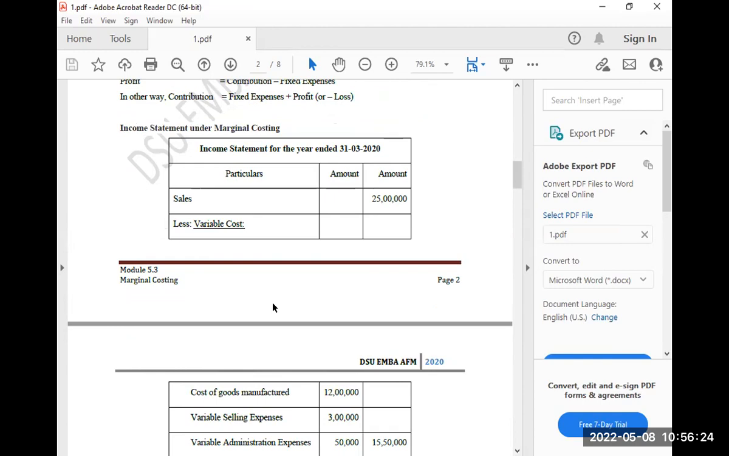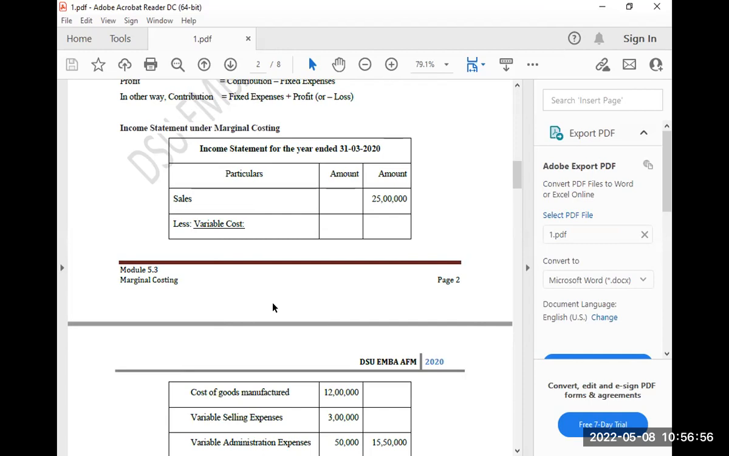Suppose I'm selling my product for 10 rupees. Out of 10 rupees, I have spent 4 rupees as variable cost. So the remaining 6 rupees is called contribution. Contribution is the excess of sales over variable cost. How much is the excess? If sales is 10 rupees and variable cost is 6 rupees, then contribution is going to be 4 rupees.